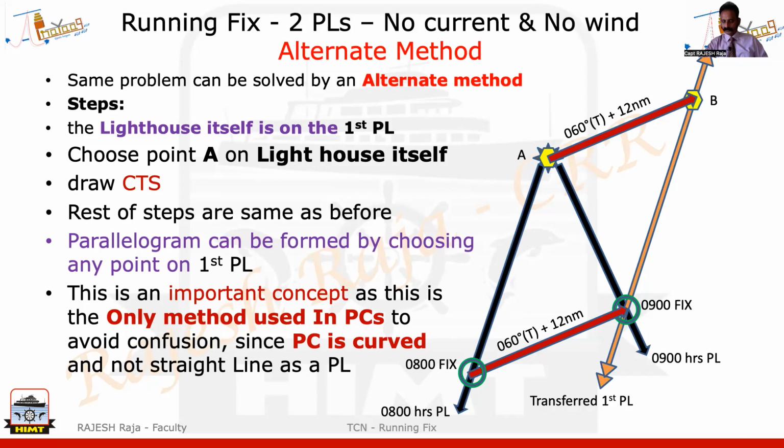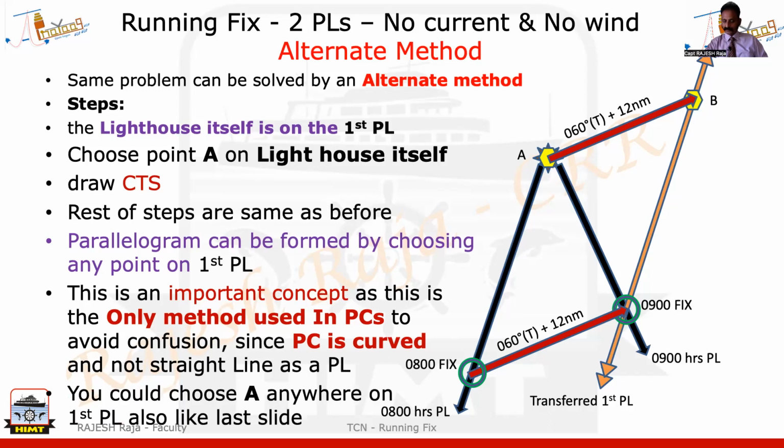To show this concept, that is the reason I've gone back onto the PL, to prove to you that I could have done this PL problem even by choosing alpha at the lighthouse itself, which is the source of the first PL. As far as PL is concerned, I could have chosen anywhere. But in PC, we don't try this. And I suggest you also please don't try.